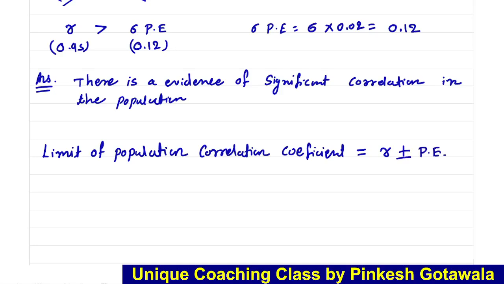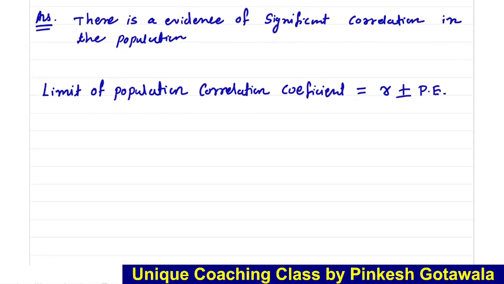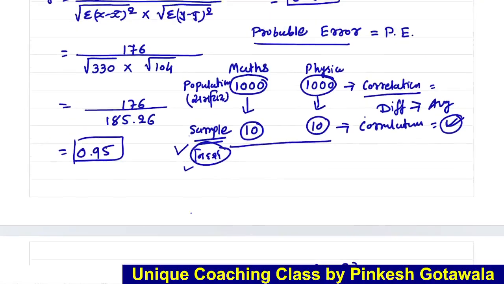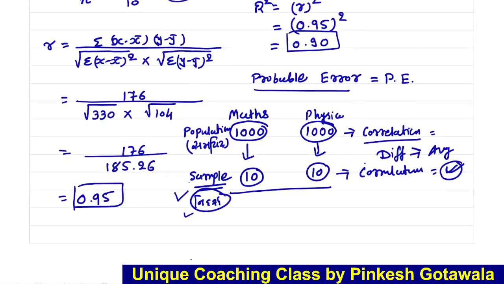Here the same thing: if I put in the values and explain, you will get the answer, but at least you must know what this is, the limit of population correlation coefficient. I will just explain it to you. Here, come to this example again. This was here.